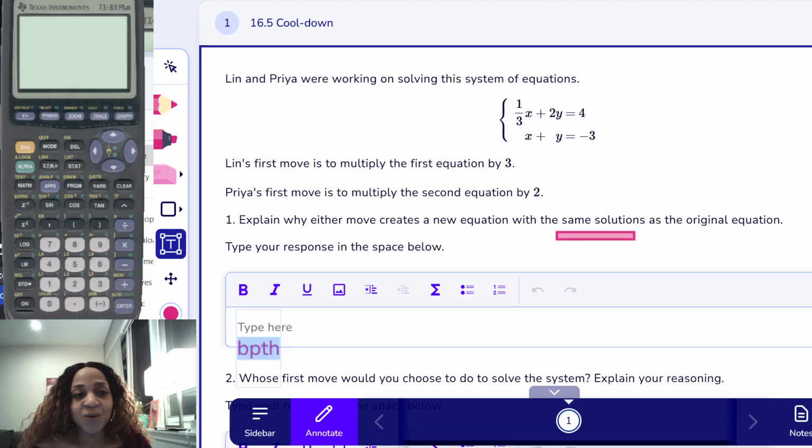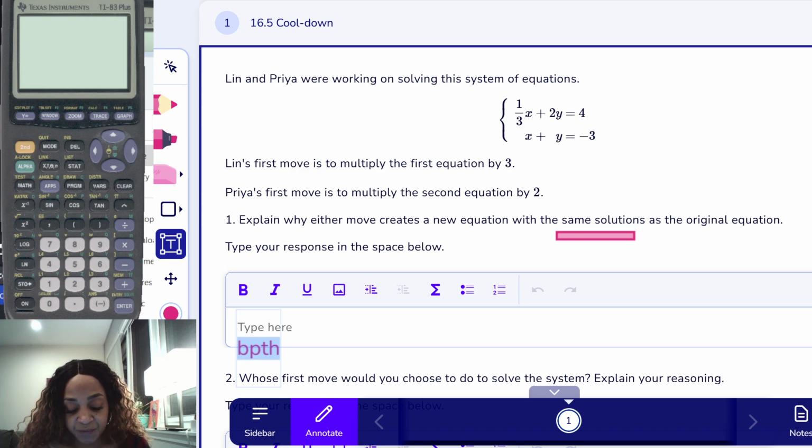Hi, we're going to be going over the cool down for lesson number 16, which was solving systems of equations using elimination. So the cool down says, Lynn and Priya were working on solving this system of equations: 1/3 x plus 2y equals 4 and x plus y equals -3.